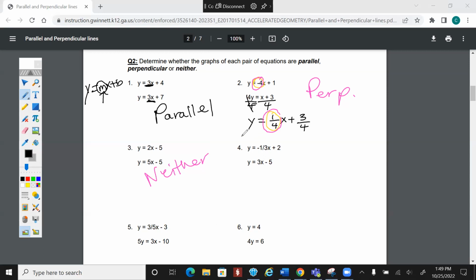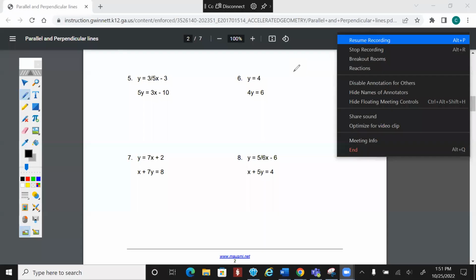All right. On number 4, they're both in that y equals mx plus b format. Okay? So this slope and this slope, are they the same? No. Are they negative reciprocals? Yes. So they're going to be perpendicular. Okay. Are there any questions?